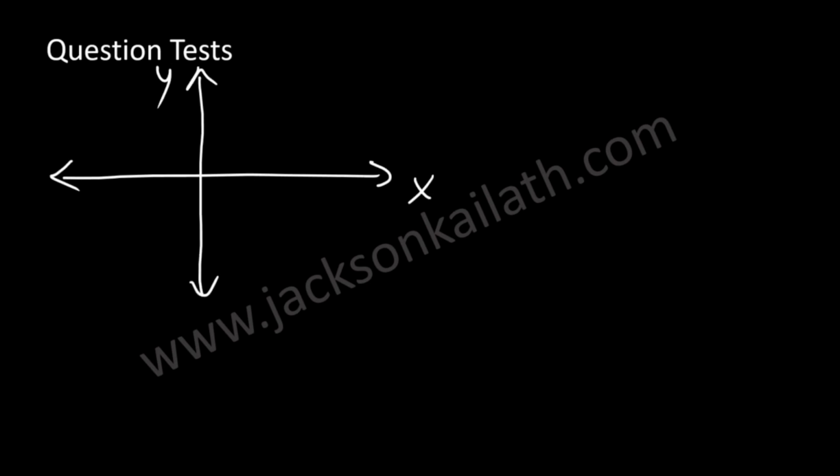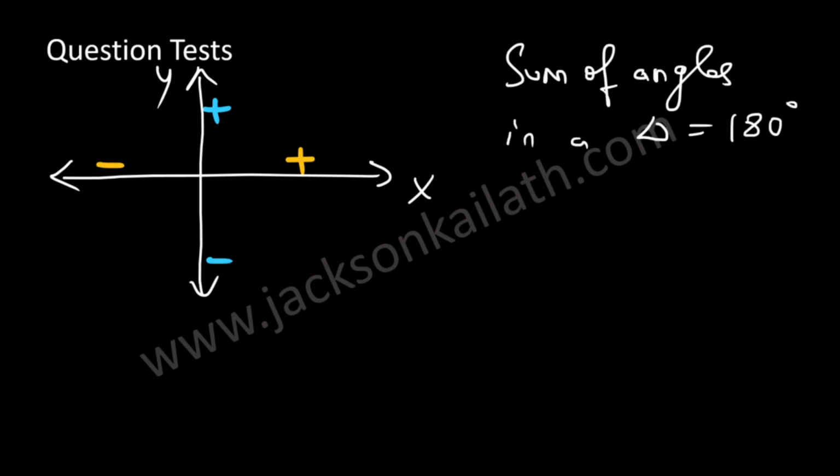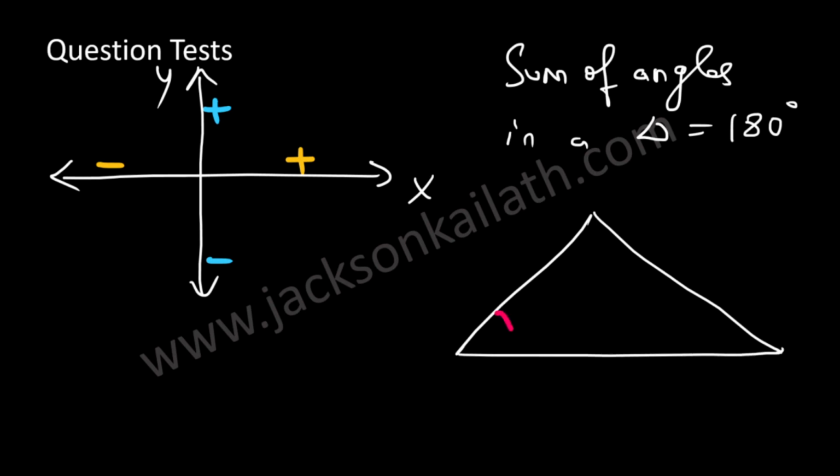Now, what does this question test? Let's look at the various concepts that you should know to be able to solve this question. So you have the x-axis over here and the y-axis over here. You should know that in the x-axis, this is positive and this is negative. Similarly, in the y-axis, this is positive and this is negative. So this is very important to know. Another important concept is that the sum of the angles of a triangle is equal to 180 degrees, right? And in an isosceles triangle, any two angles will be equal. In this case, the sides opposite the equal angles will be equal.